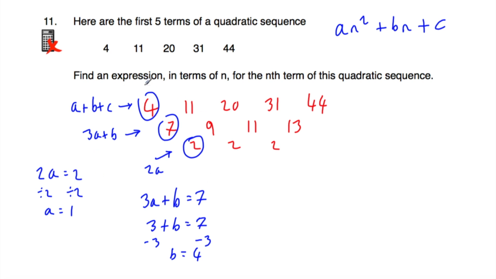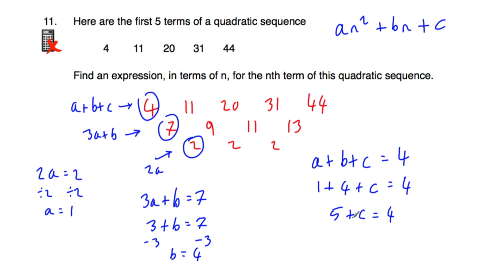To find our value for c, we'll look at the first term in the sequence, and that's a plus b plus c. So a plus b plus c is equal to 4. And a is equal to 1, so we've got 1, plus b, which is equal to 4, plus c, and that's equal to 4. And 1 plus 4 on the left-hand side is equal to 5, so we'll have 5 plus c is equal to 4.